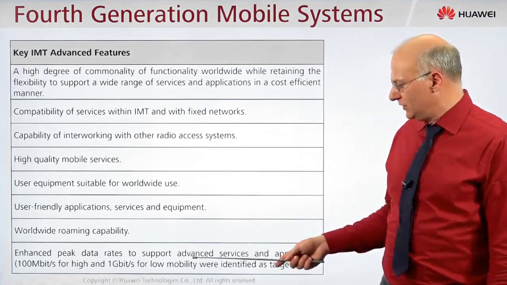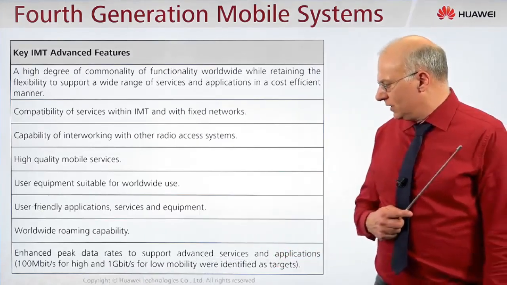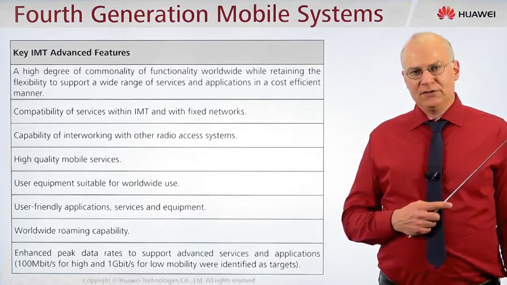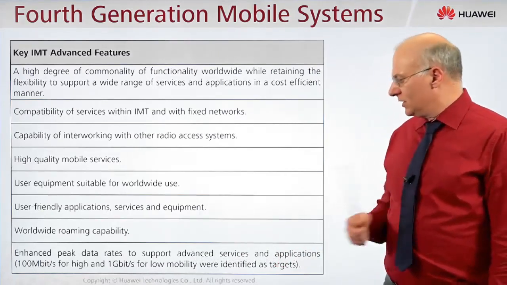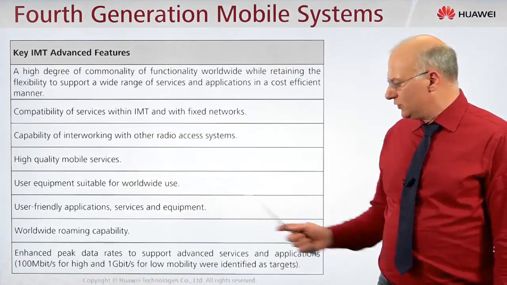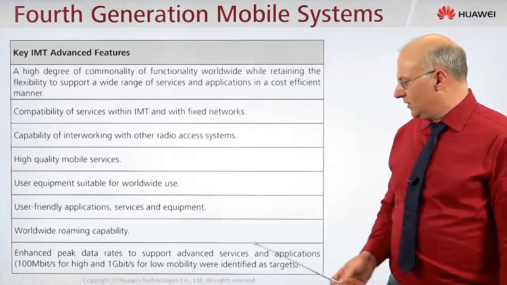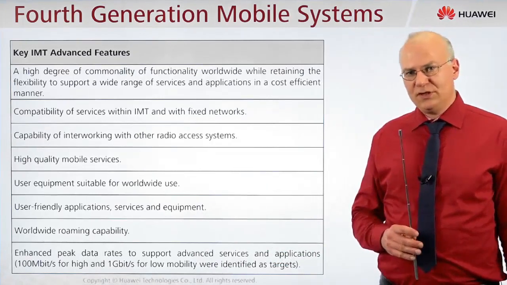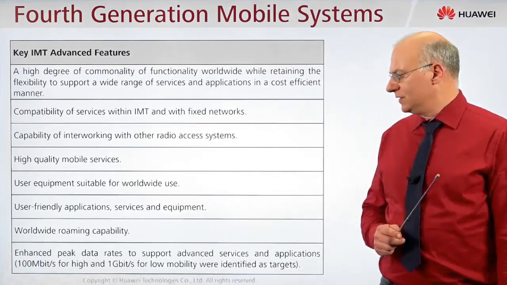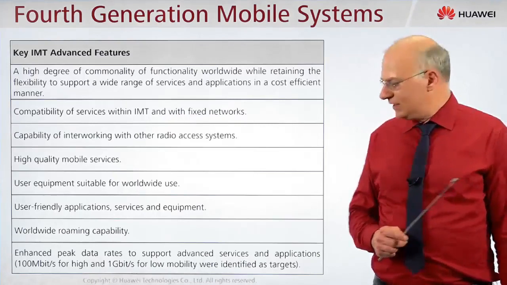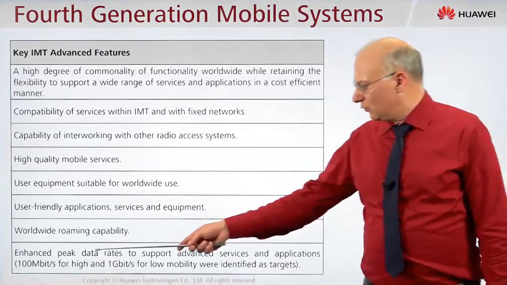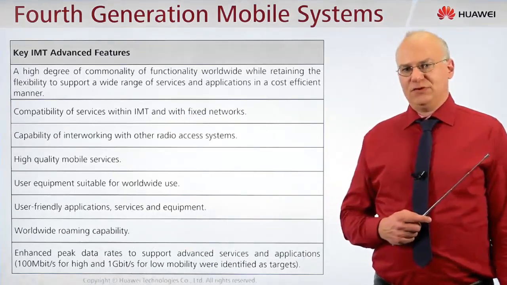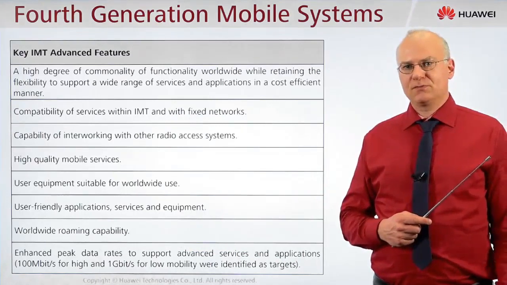And one of the important points is about the data rate. This is the last point here. In low mobility environment, the fourth generation should offer data rates up to at least 1 gigabit per second, and in high mobility state up to at least 100 megabit per second.